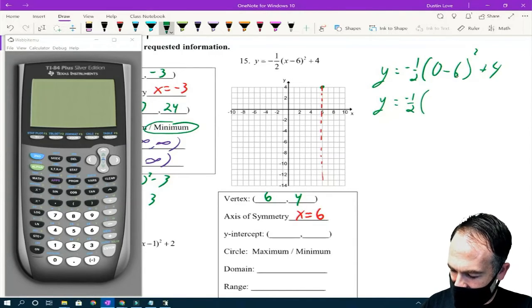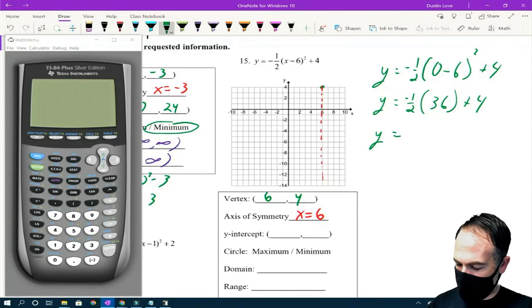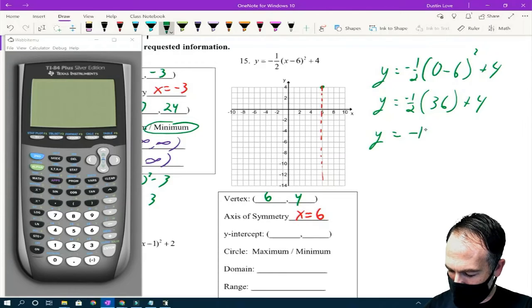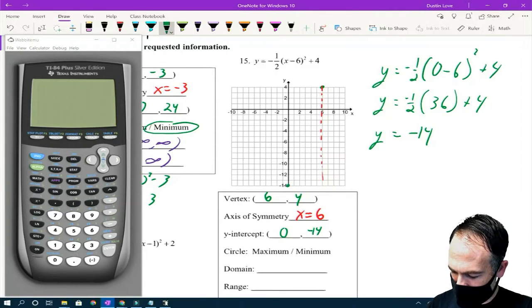Negative 1/2 times 6 squared is 36 plus 4. Now, negative a half times 36 is negative 18 plus 4 is negative 14. And we do that again. We got 0, negative 14 fits exactly on the graph. This one is going to be a maximum.